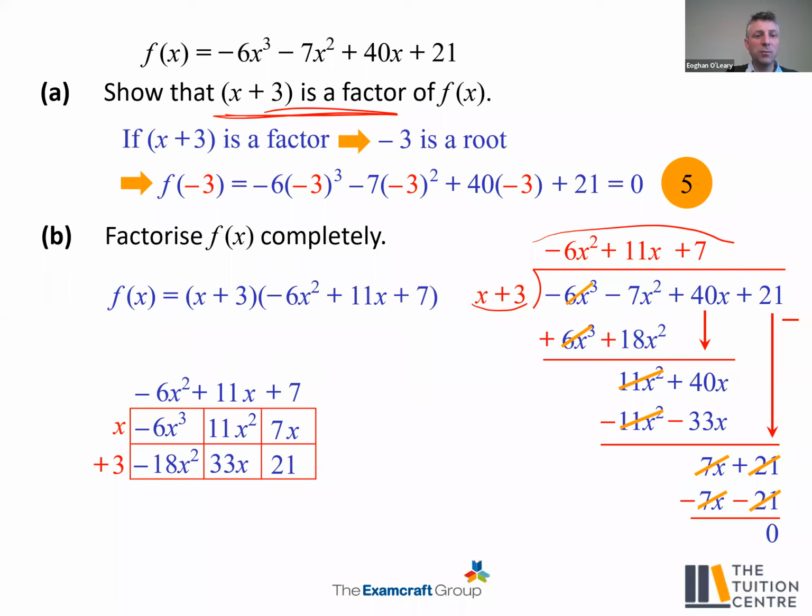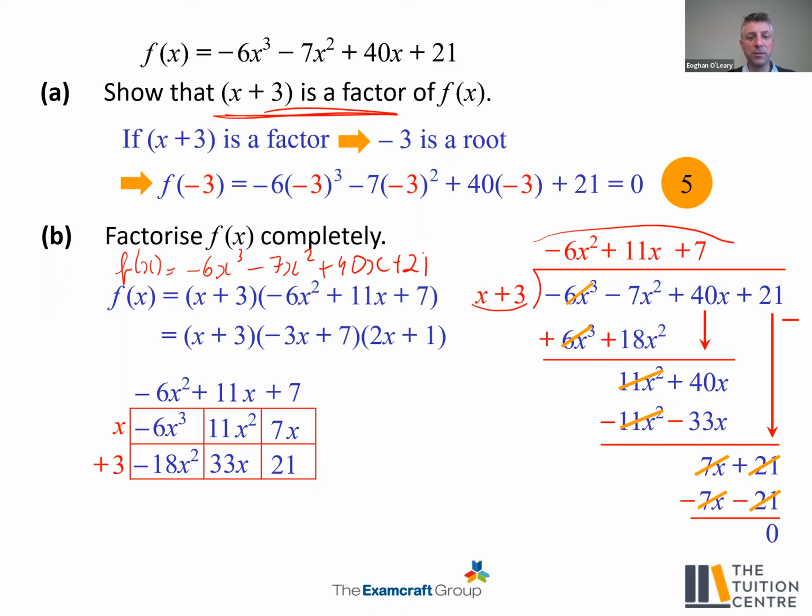We know so that the original cubic, which was f of x equals minus 6x cubed minus 7x squared plus 40x plus 21, has now factorized to a linear and a quadratic. I can factorize the quadratic to give me minus 3x plus 7 times 2x plus 1 times 2x plus 1. So I'm now going to solve for x in both of these occasions. Well, actually, no, I'm asked to factorize completely. So there we go. I've done that for 10 marks.